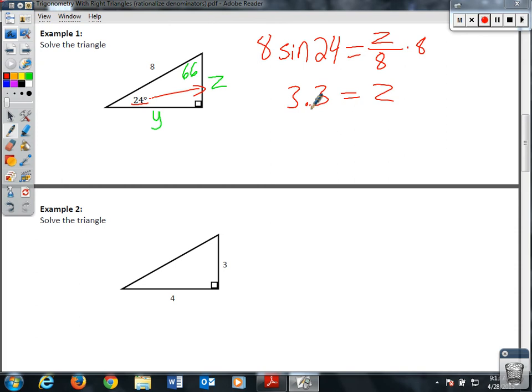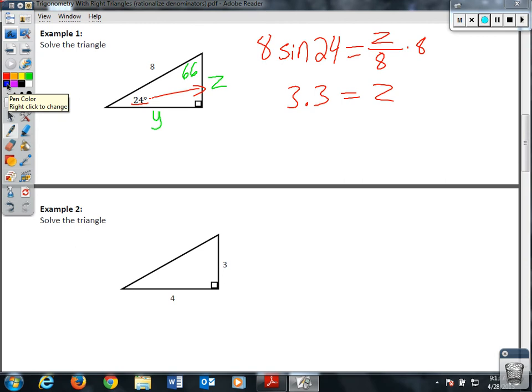Now grab your calculators and put 8 times the sine of 24 into your calculator. Make sure that you get approximately 3.3, because if you don't, that means your calculator is in the wrong mode, which means you're going to get all the wrong answers. If you don't know how to change that, bring it to me. I can show you how to change that.